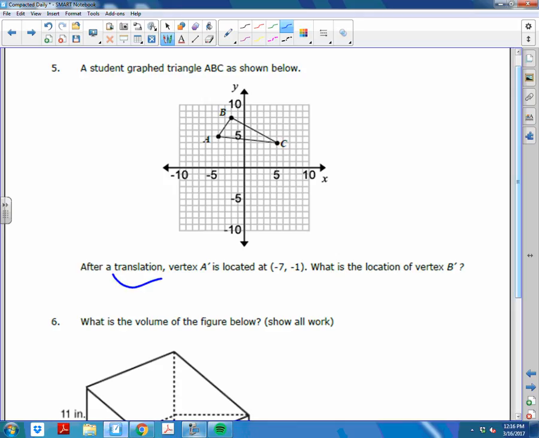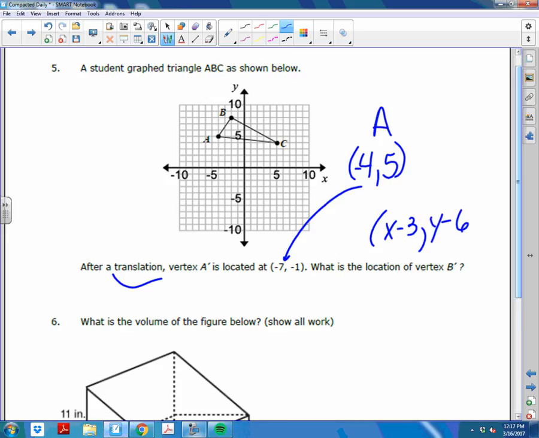So basically what you have to figure out is where vertex A started, which it started at 1, 2, 3, 4, 1, 2, 3, 4, 5. So it started at -4, +5. That's where A was. To get to -7, what did the x value have to do? Very good. X minus 3. And Nolan, what did the y value have to do? Subtract 6. So this is the translation rule.